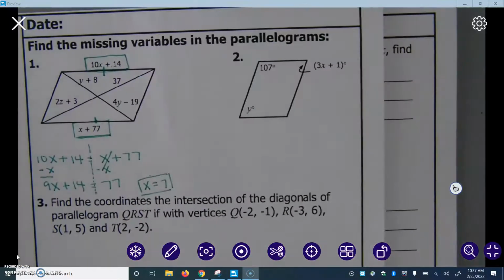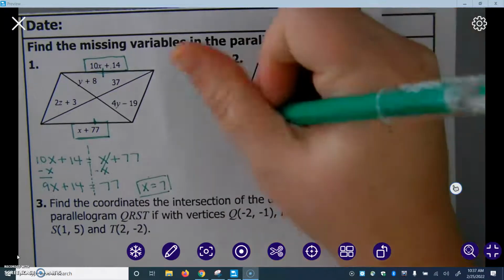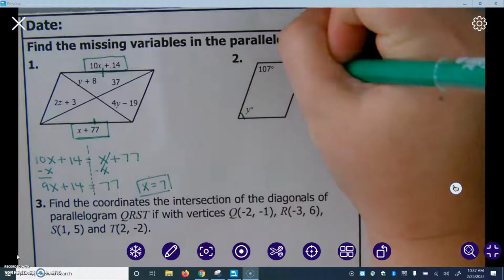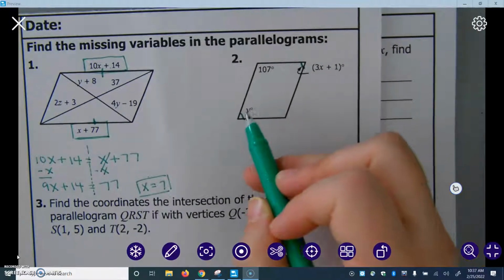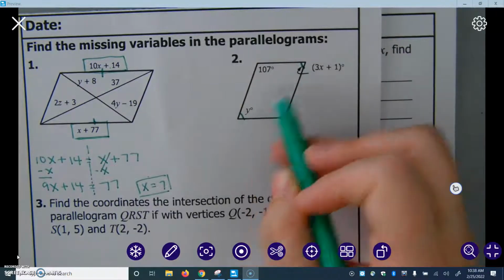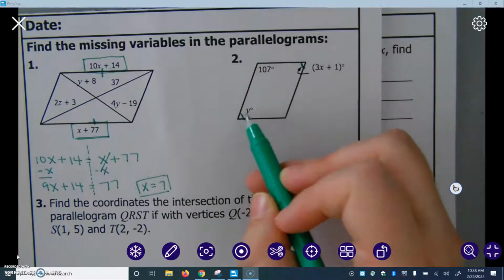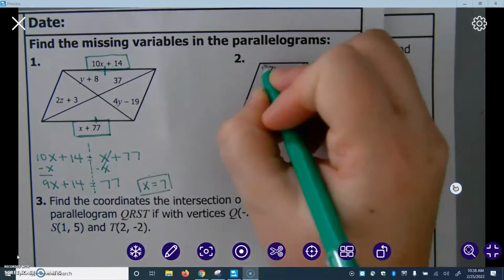All right, question number 2. I need to find x and I need to find y. The ones in opposite corners are the same. So 3x plus 1 is going to be the same as y, but that's not really something I can do yet because I don't know what y is. I also don't know what x is. So I have to look at the 107.